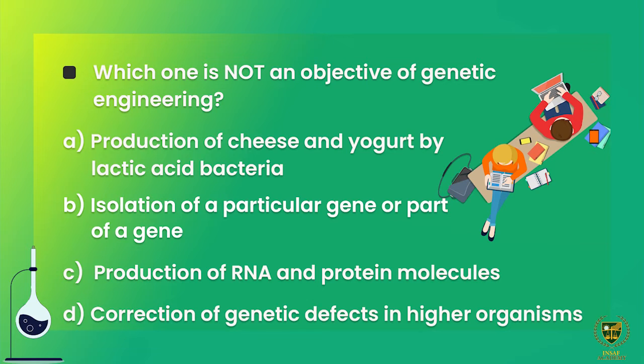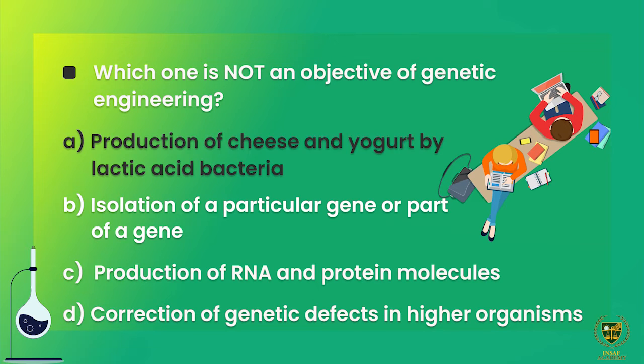Option gamma says production of RNA and protein molecules. So that is also the objective of genetic engineering, and it is not the required answer of our question. Option beta says isolation of a particular gene or part of a gene, meaning the isolation of gene of interest. So that is also the objective of genetic engineering, and it is also not the answer for our question. We are looking for the objective which is not the objective of genetic engineering. So option alpha is production of cheese and yogurt by lactic acid bacteria.